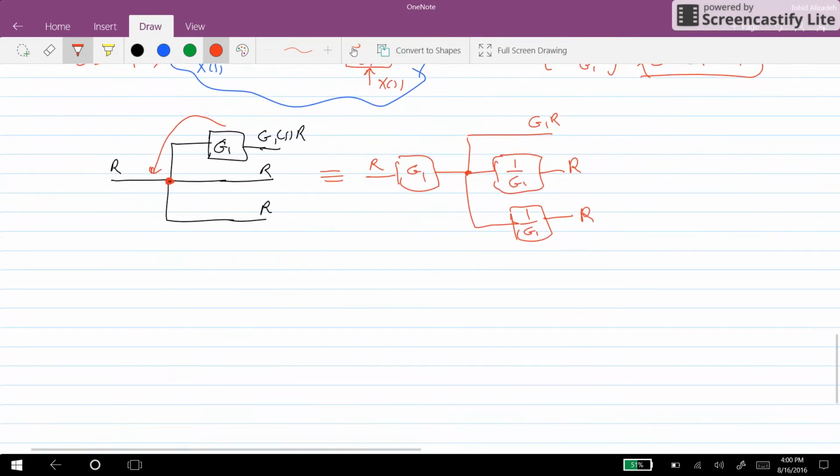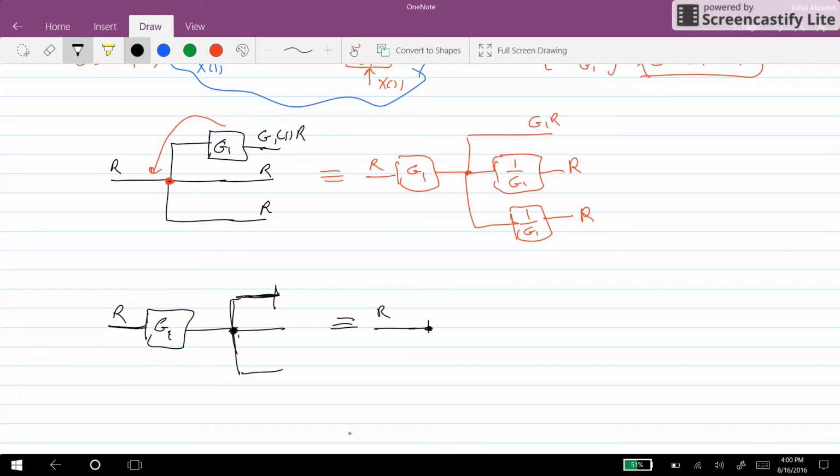Another case would be when we have the block before the branch point and we want to move it to the right side of the branch point. In this case, what we need to do is only to take that block and move it in front of all the branches. So we have G1, G2, G1, G1, G1.